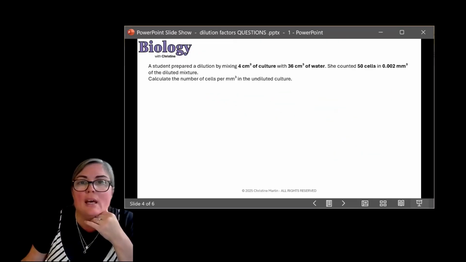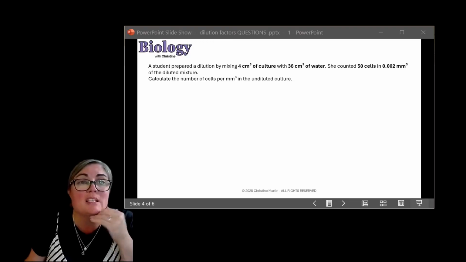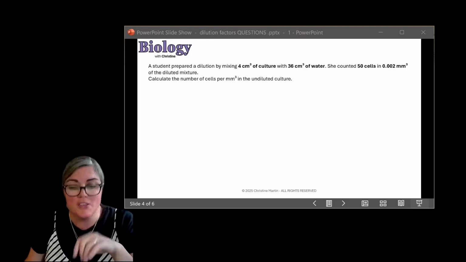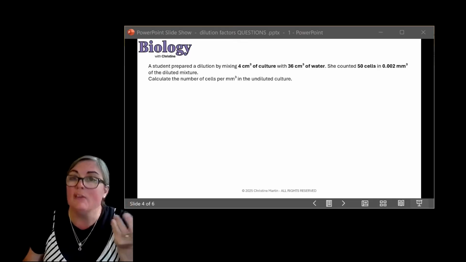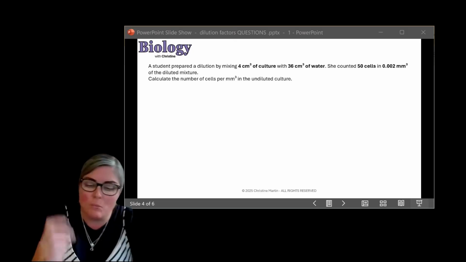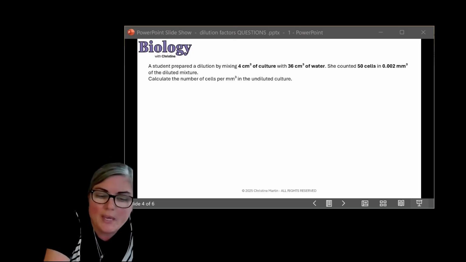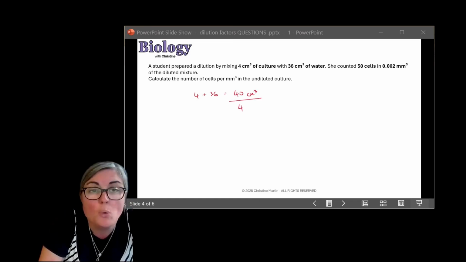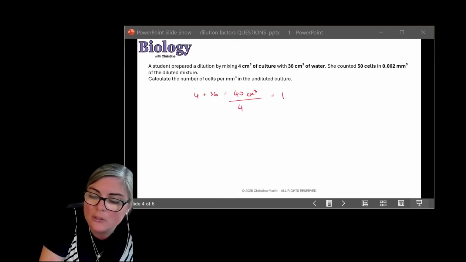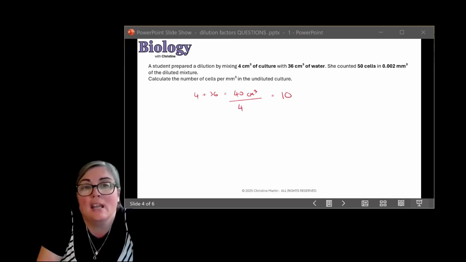Okay, let's go on and do another one. So this one, we have a student who prepared a dilution by mixing 4 centimeters cubed of culture with 36 centimeters cubed of water. So again, we're starting to get different numbers here, but does it work in the same way? Well, let's hope. So we have our 4 plus 36, which equals 40 centimeters cubed. Divide that by our original, which was 4, the culture that was taken, and that therefore gives us a dilution factor of 10.